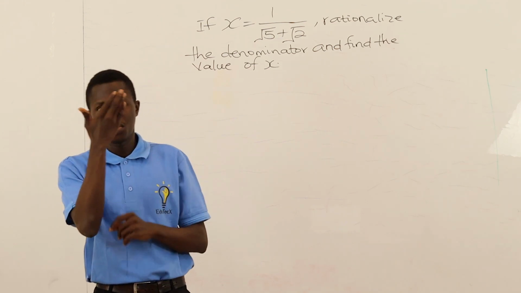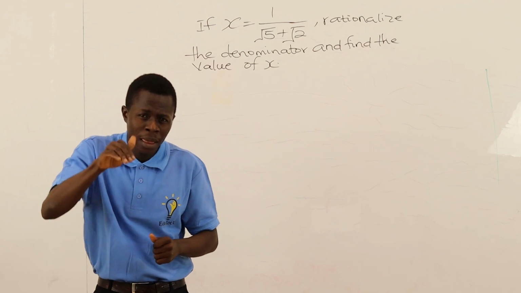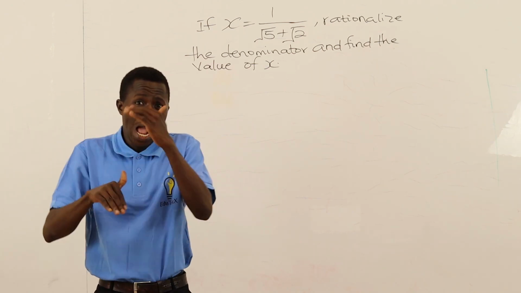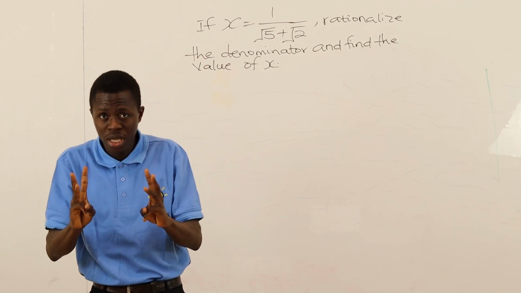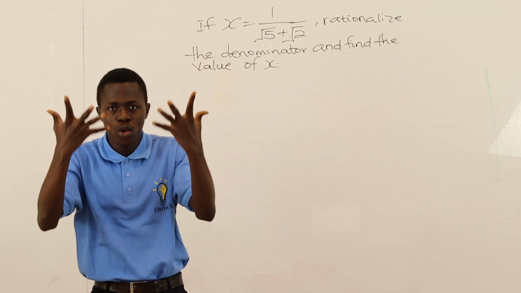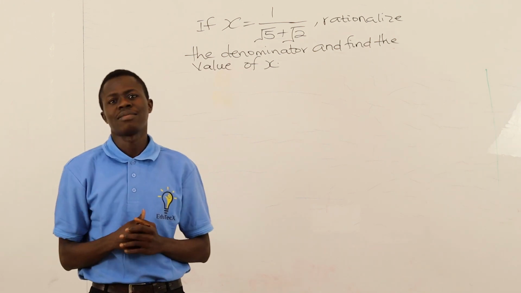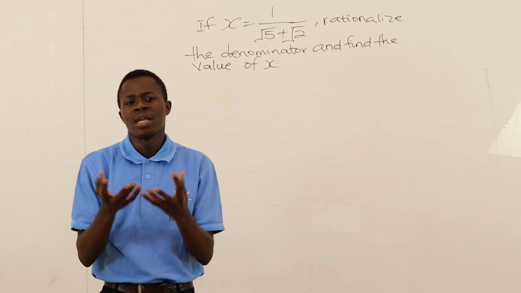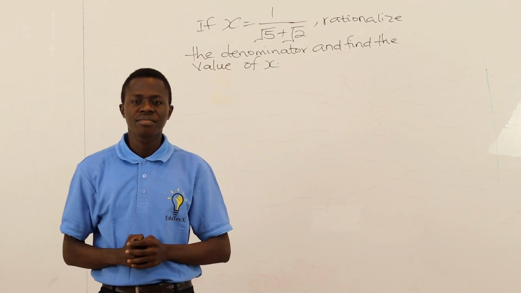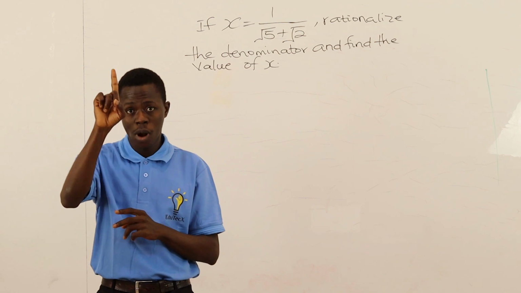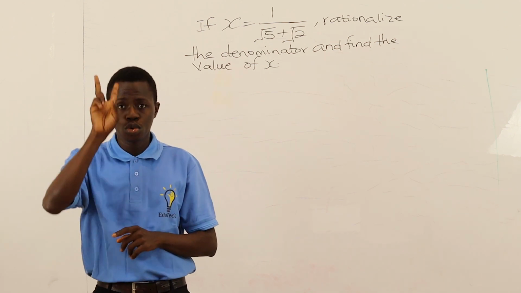I'm saying that with the question on the board, first of all, you remember that in the previous lesson we learned how to rationalize a surd of this form. So after you are done rationalizing it, the answer that you get is going to be the value of x. So we want to see how it's done again. So we have 1 divided by square root of 5 plus square root of 2.